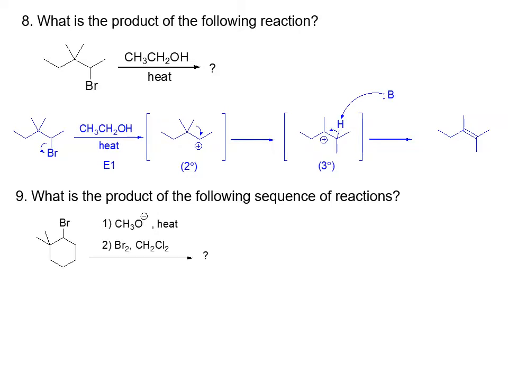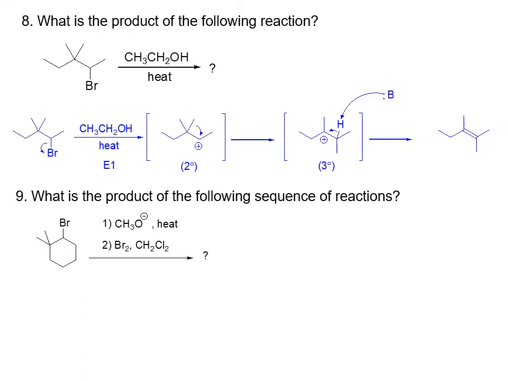And finally, question 9. What is the product of the following sequence of reactions? So again, elimination reaction from a cyclohexane ring. In this case, since we have 1,1-dimethyl, sorry, let me go again with the name. It's 2-bromo-1,1-dimethylcyclohexane. So 2-bromo-1,1-dimethylcyclohexane.